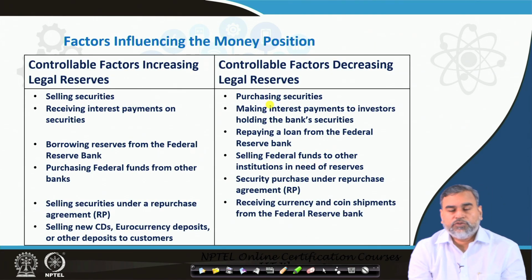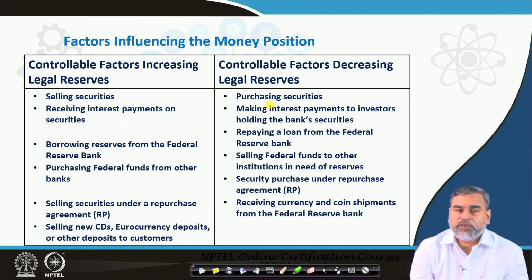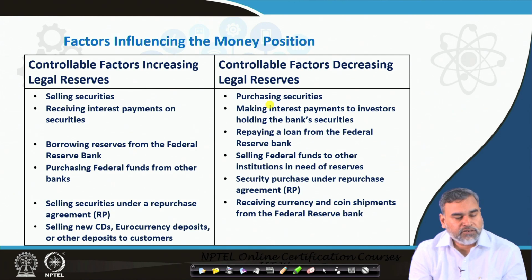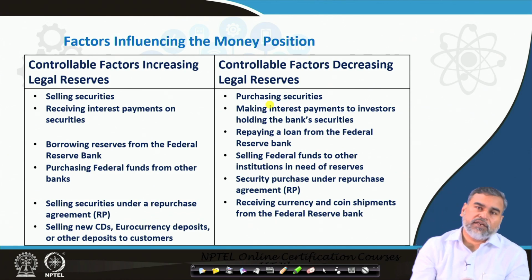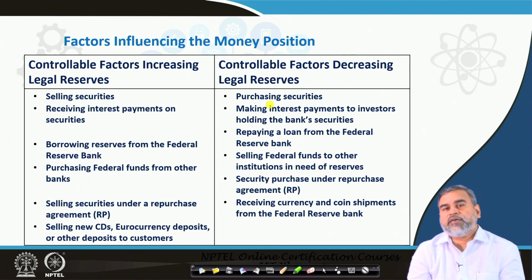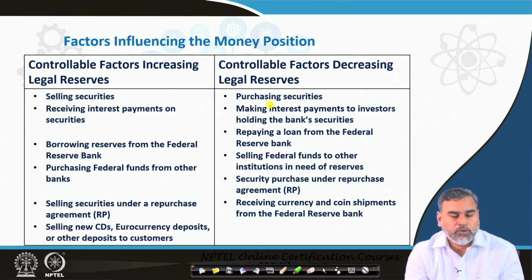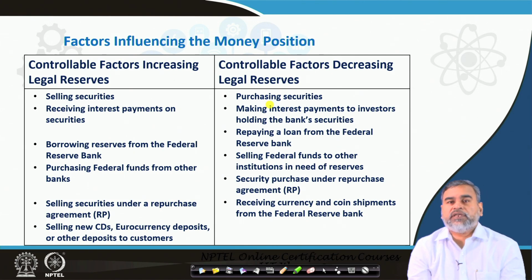There are many factors which affect the money position of the commercial bank. There are some controllable factors increasing the legal reserves, and there are some factors which are declining the legal reserves, because we already know that the legal reserves fluctuate over time. In this context, we have to see what kind of factors are really playing a role in affecting the money position management of commercial banks.